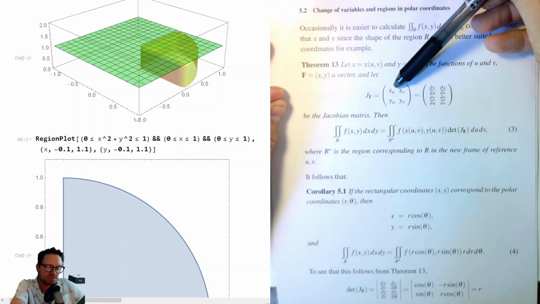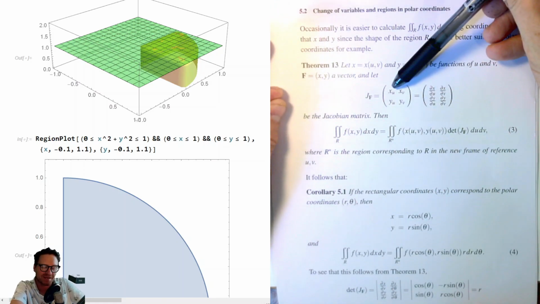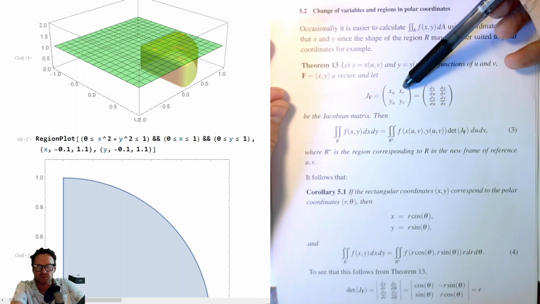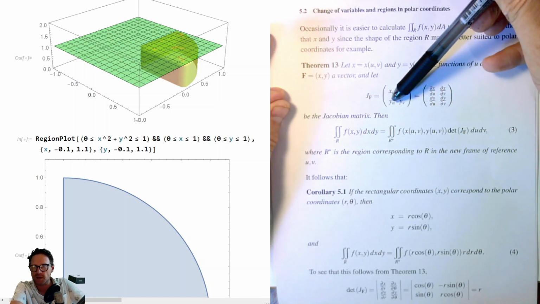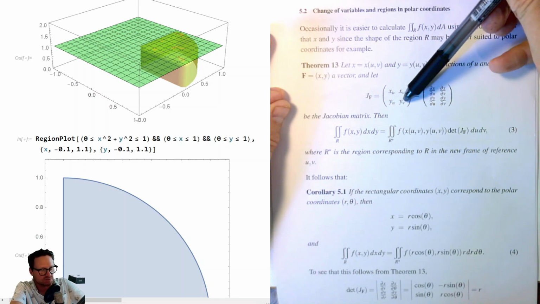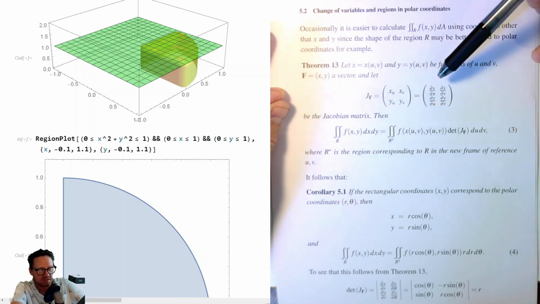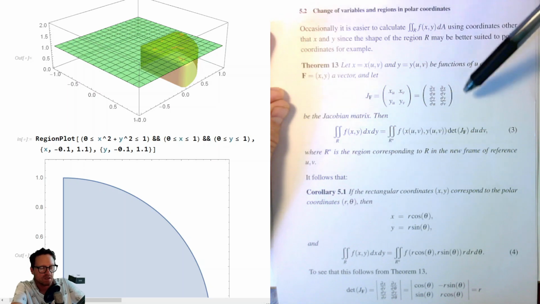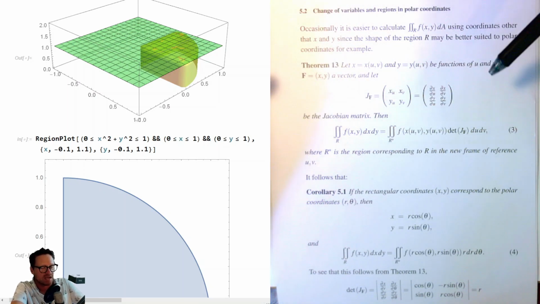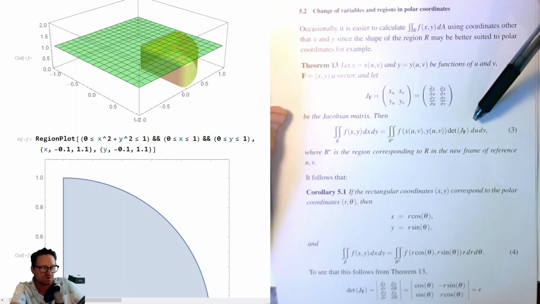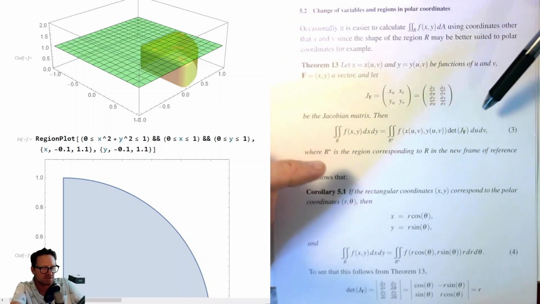So we have the partial derivative of x with respect to u, the partial derivative of x with respect to v, the partial derivative of y with respect to u, and the partial derivative of y with respect to v. So it looks like this. And then of course you calculate that, and then what you need to do is calculate the determinant of that Jacobian matrix when it goes into changing your variables.